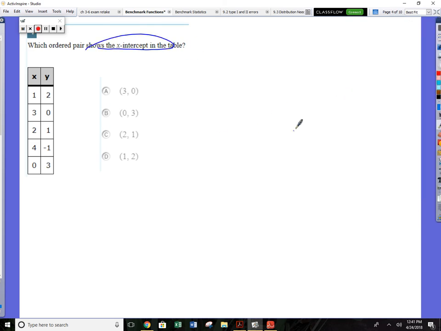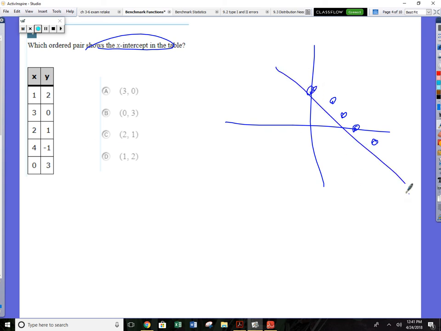These are the X-intercepts, so do the same thing. Over 1, up 2, that dot's right there. Over 3, 0, that dot's there. Over 2, up 1, that dot's there. Over 4, down. So it kind of looks linear again. 0, up 3. So boom.